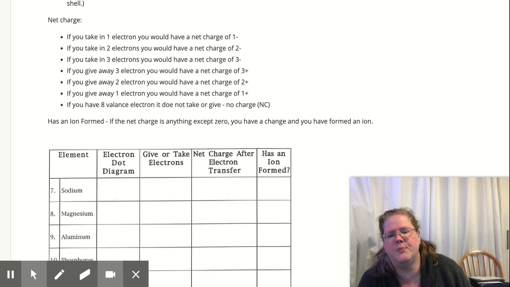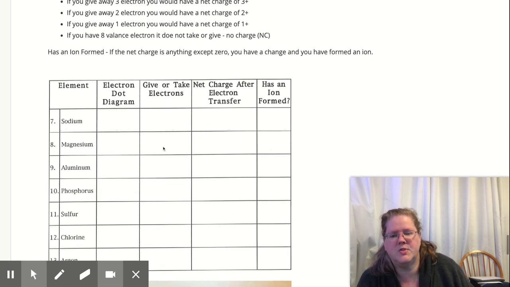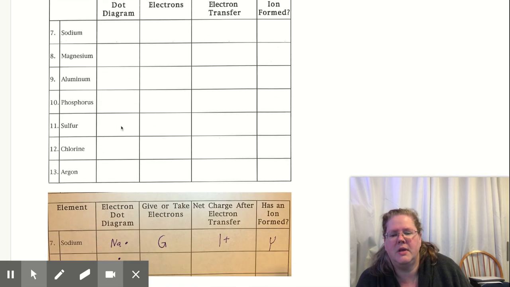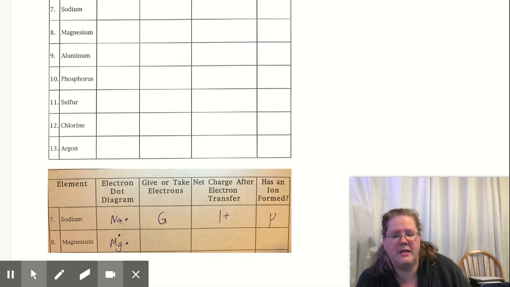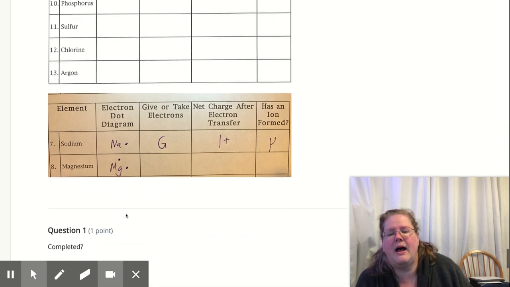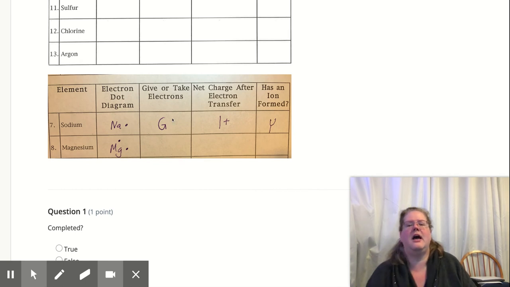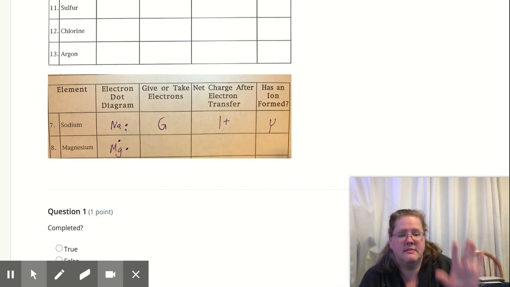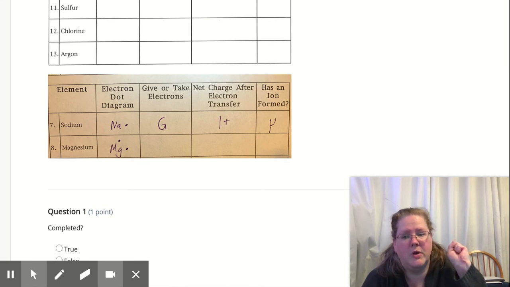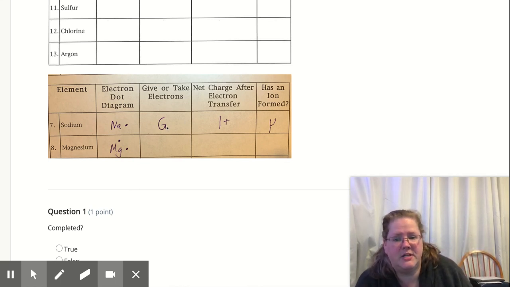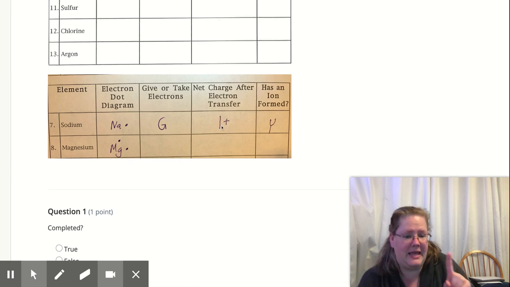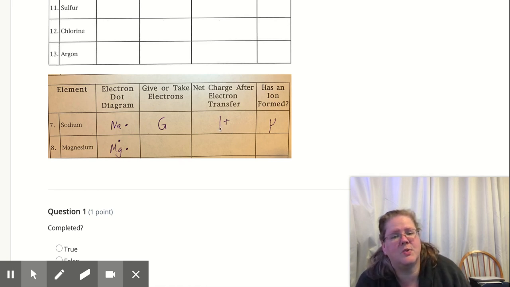That's all you need to do. So sodium. Sodium is Na. Sodium is in group 1. So here's my electron dot diagram. So I have Na with 1 dot. Now, if I have less than 4, I'm going to give them away. So it's a giver. So you just write a G there. How many did I give away? I gave away 1. If I give them away, it's positive. So I have a 1 plus charge. If I have a charge here, if this number is anything other than 0, I have in fact formed an ion. You're going to now go ahead and do that all the way through argon.